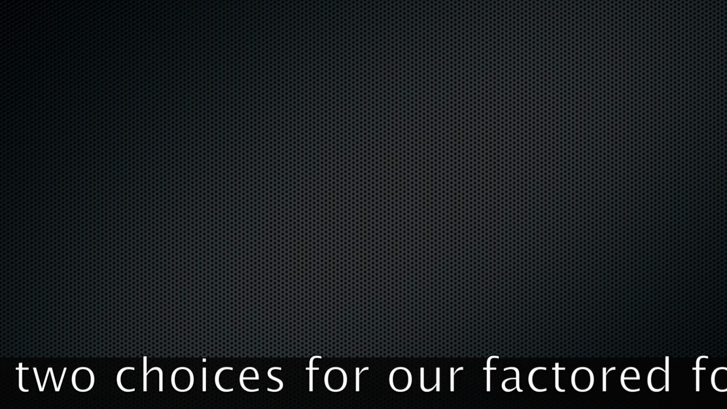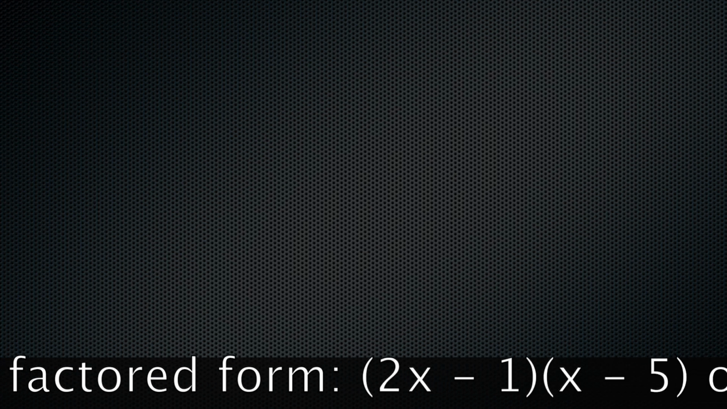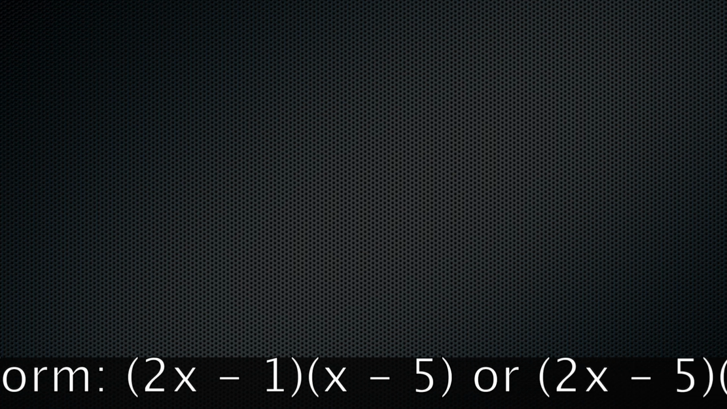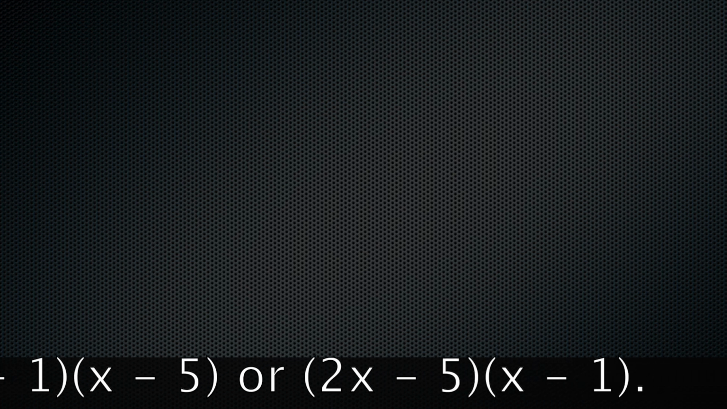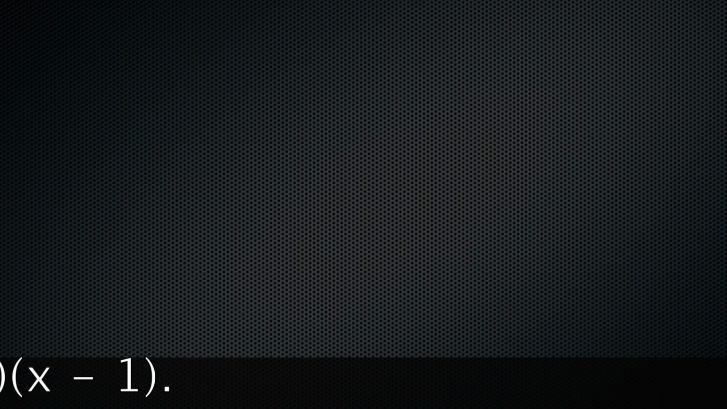So since our constant is a prime number, in this case 5, there are only two options for our factored form. We have 1 and 5 in some order. It could be 2x minus 1 times x minus 5, or 2x minus 5 times x minus 1. We have to figure out which of those two, when we multiply it out, will equal negative 7x in the middle.